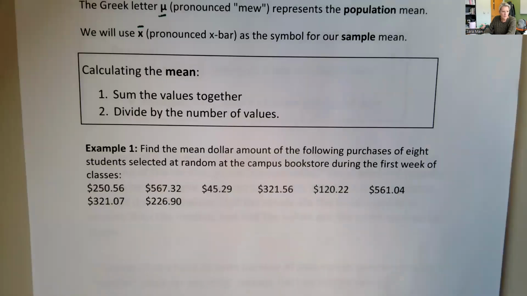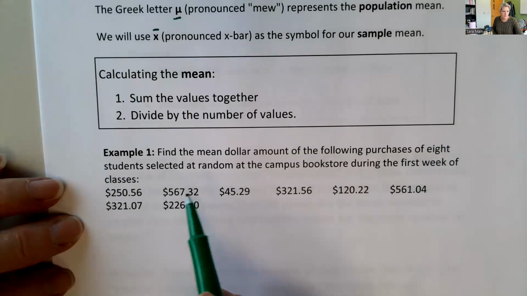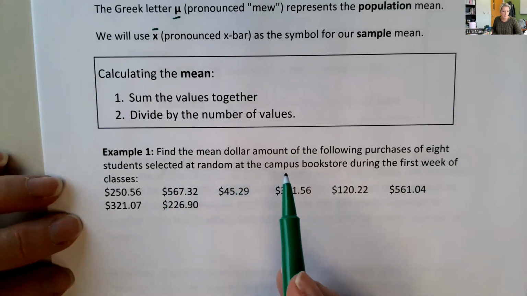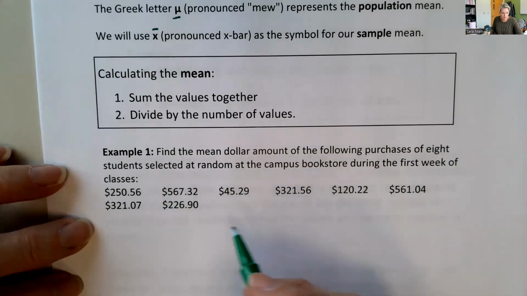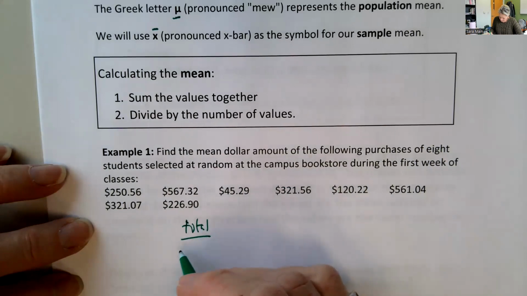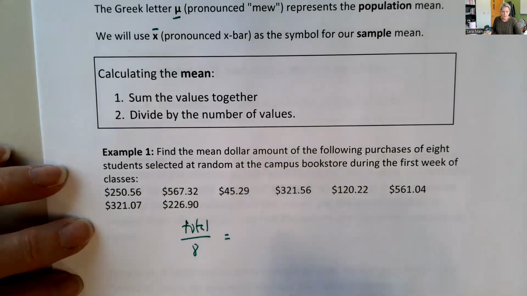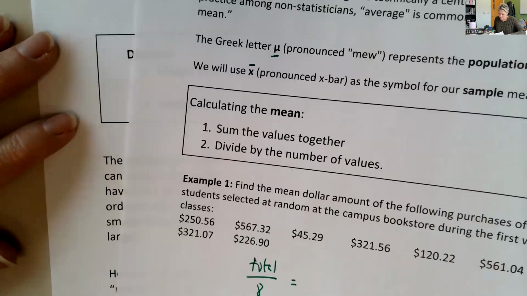So let's look at an example. It says, find the mean dollar amount of the following purchases of 8 students total selected at random at the campus bookstore during the first week of classes. So we could add them all up and divide by 8. But I'm going to show you in Desmos how to do this with some Desmos keys.